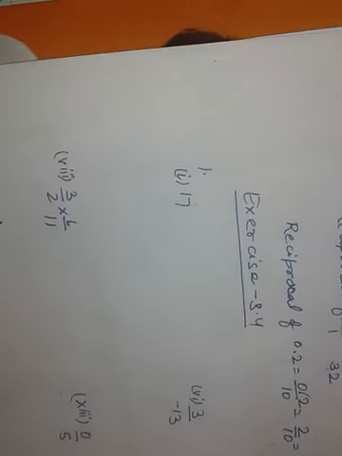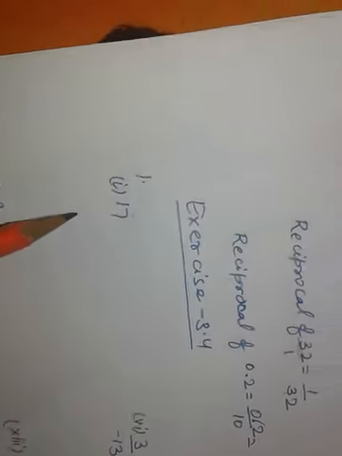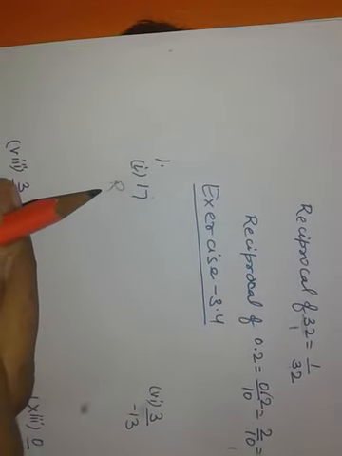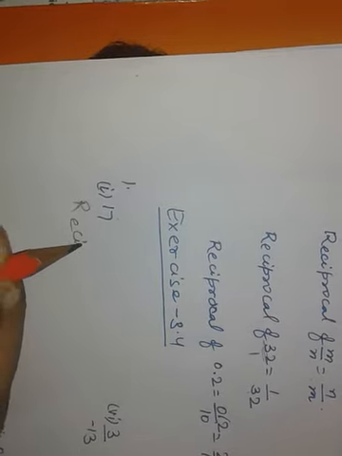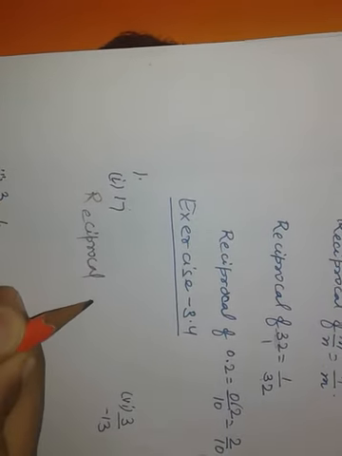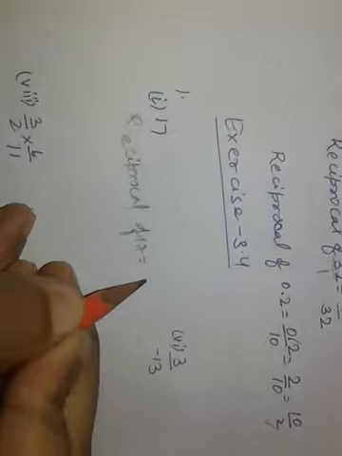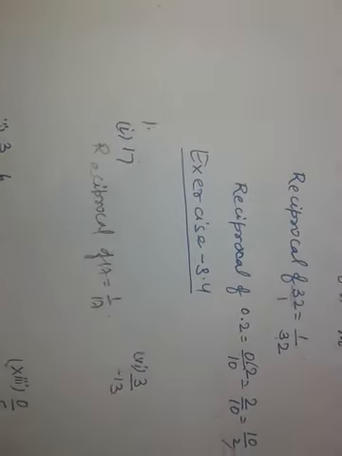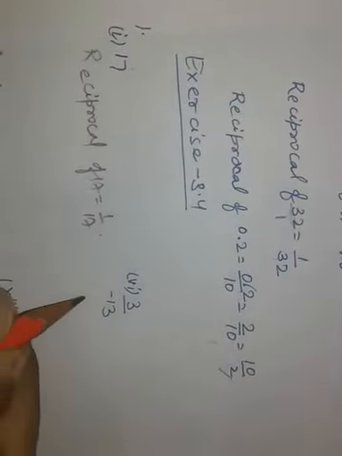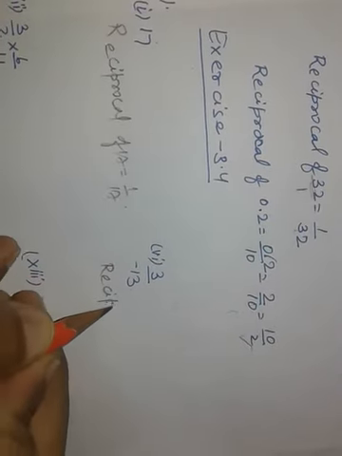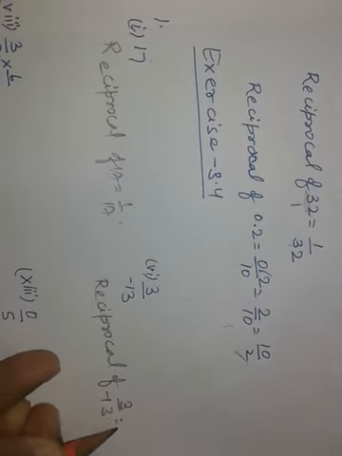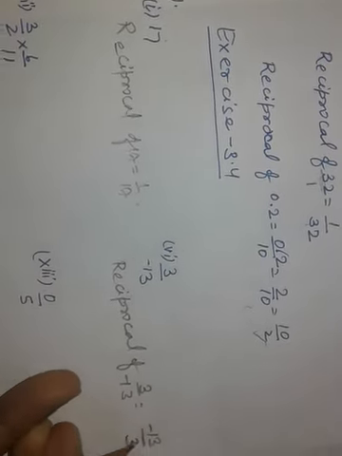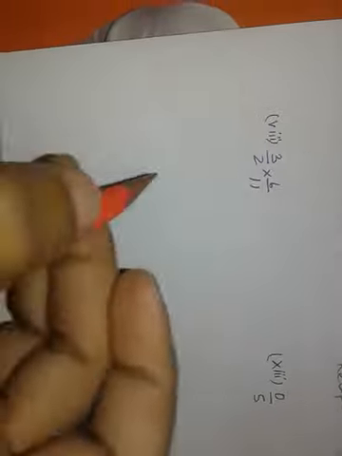So let us start exercise 3.4. The reciprocal of 17 we have to write. Reciprocal of 17 equals 1 by 17. Then, reciprocal of 3 by minus 13 equals minus 13 by 3. So you can go like this further and move ahead.